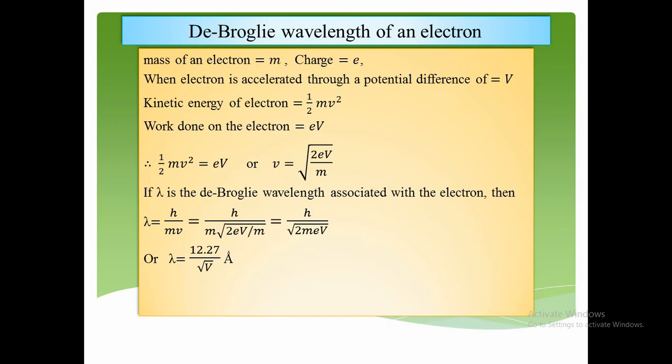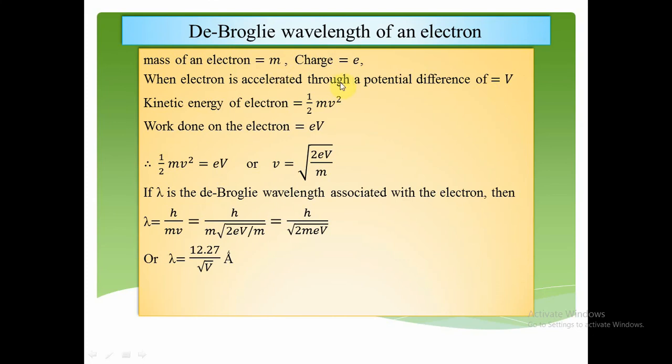De Broglie wavelength of an electron. Consider an electron of mass m and charge e. Let v be the velocity acquired by the electron when accelerated from rest through a potential difference of V volt.